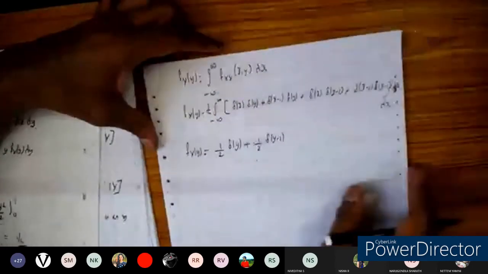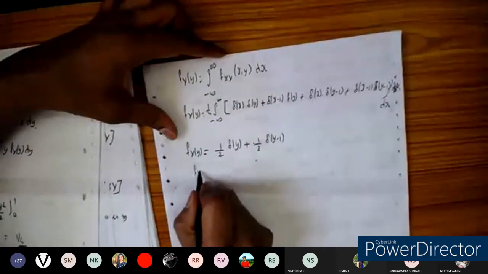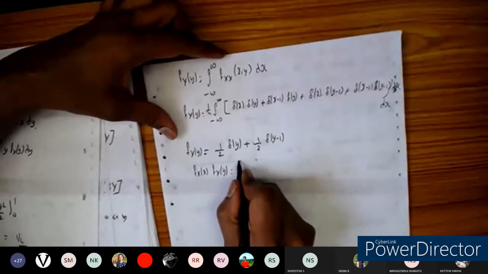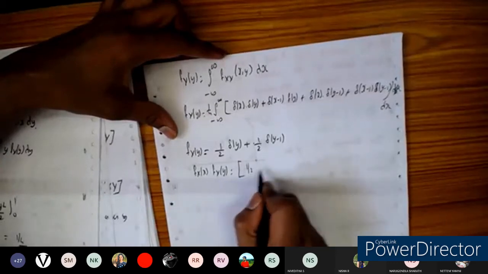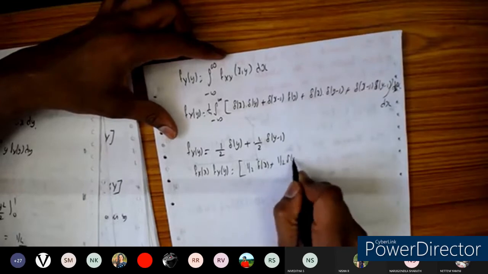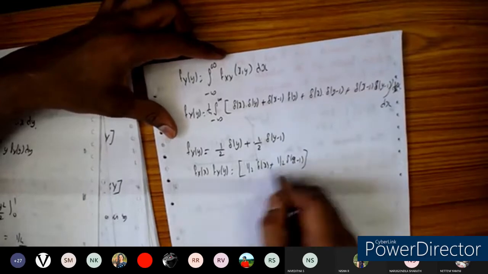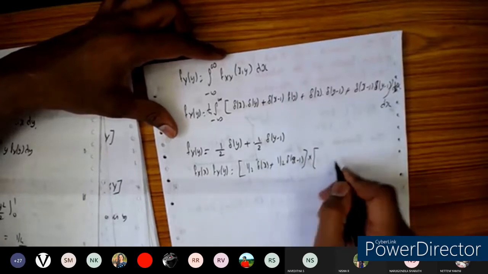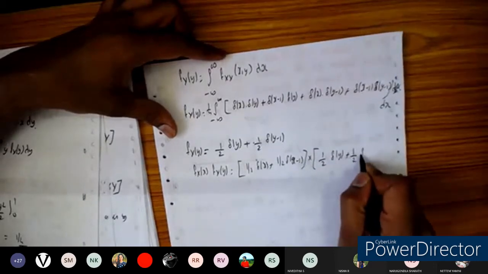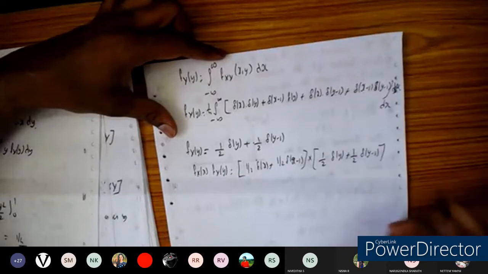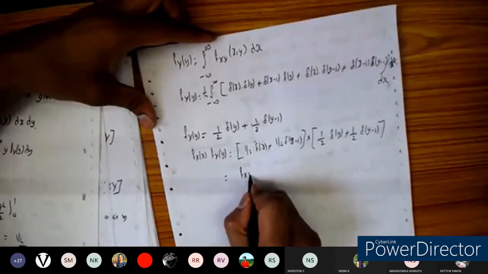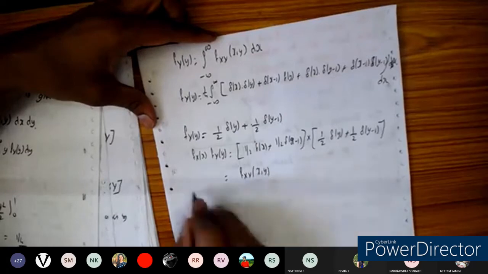So we are having f_X(x) into f_Y(y). Let us multiply that. For f_X(x) we have 1/2 δ(x) + 1/2 δ(x − 1), multiplied with 1/2 δ(y) + 1/2 δ(y − 1). If you multiply, we will get back the f_XY(x, y) here.